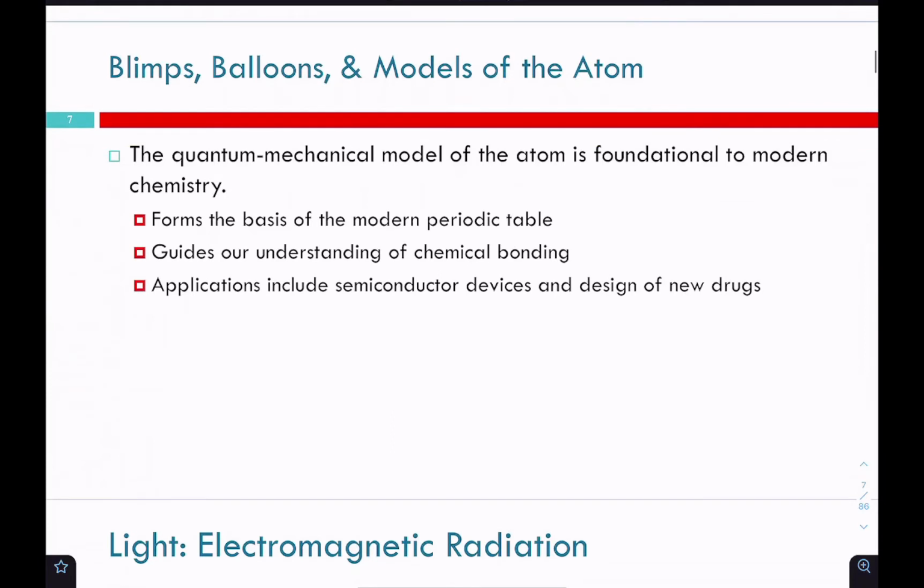So the quantum mechanical model of the atom is foundational to modern chemistry. It forms the basis of the modern periodic table. It can guide our understanding of chemical bonding, which is what we'll do in chapter 10. And some applications include semiconductor devices and design of new drugs.